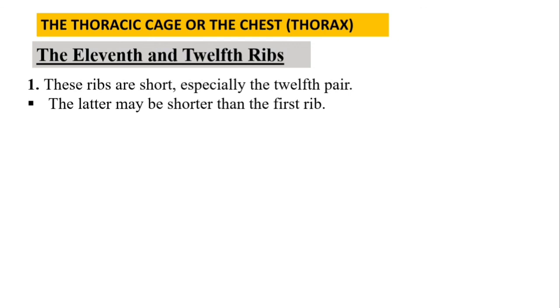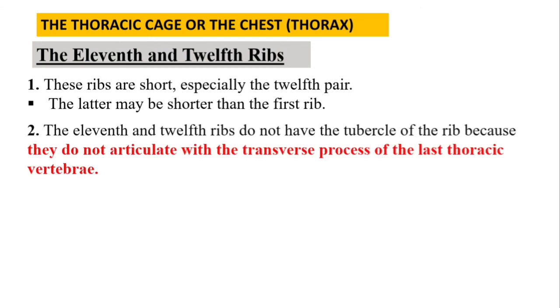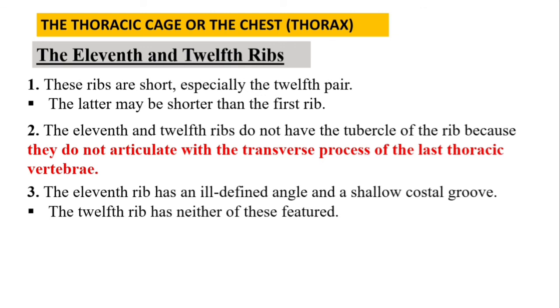The 11th and the 12th ribs are short, especially the 12th pair, which may be shorter than even the first rib. The 11th and the 12th ribs do not have the tubercle of the rib because they do not articulate with the transverse process of the last thoracic vertebrae. The 11th rib has an ill-defined angle and a shallow costal groove. The 12th has neither of these features.